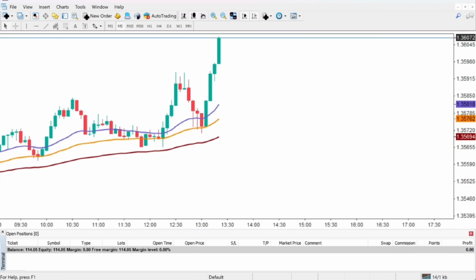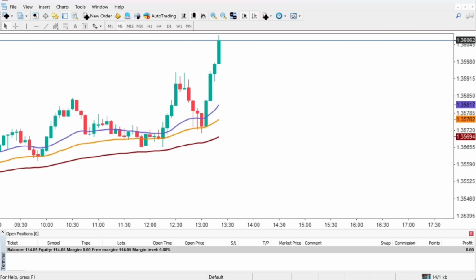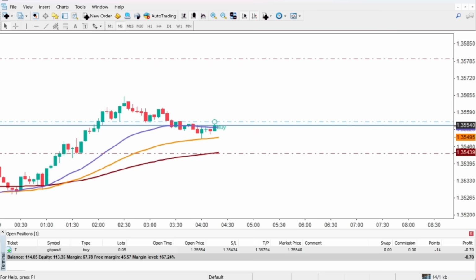From frustration to a little happy dance in the space of a few minutes. Momentum's on our side now. Or at least, I hope it is. Let's see if we can ride this wave into the next setup before the market decides to humble me again. Day 4 now, trade number 7. Going long on British pound US dollar at 1.35554, same lot size as before.